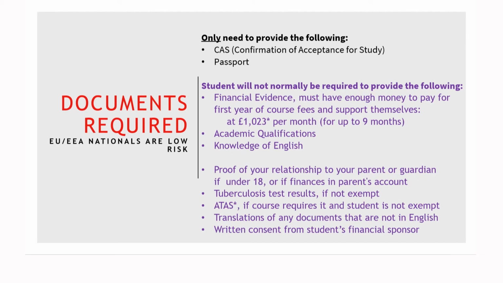There could also be some additional documentation which you would need to submit if you're from outside the EU. So that could be evidence of a relationship to your parent if they're financing your studies, for example, a birth certificate. A tuberculosis test, EU nationals are completely exempt from that. An ATAS certificate, which EU nationals are exempt from, and translations of any documents that aren't in English. So the point of that slide is mainly to highlight how straightforward we've made the visa application process for EU and EEA nationals in terms of the documentation evidence that you will need to initially submit with your application.